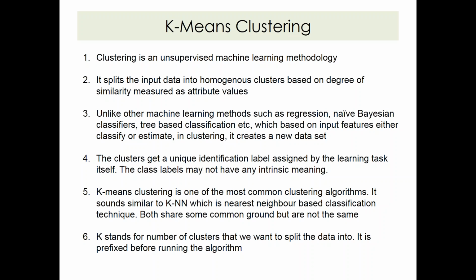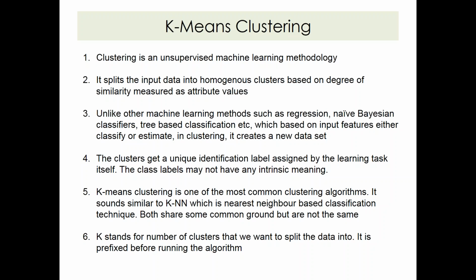So before starting the algorithm, I have the data, and if I say that I want to divide the data into 5 clusters or 5 groups, then my k will be 5 here. So I will start with k equals to 5. So k stands for the number of clusters that we want to split the data into.